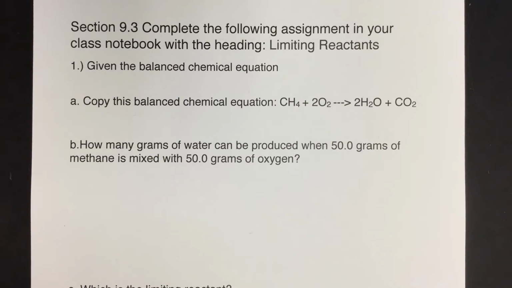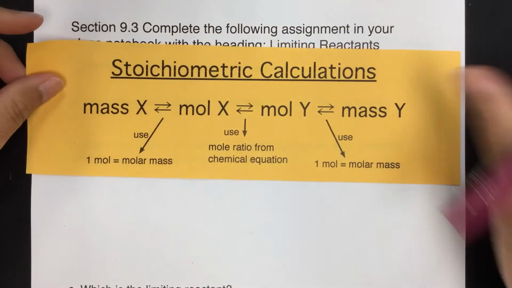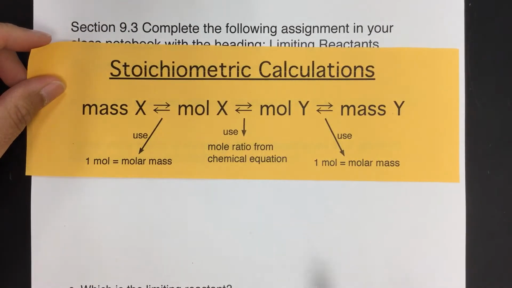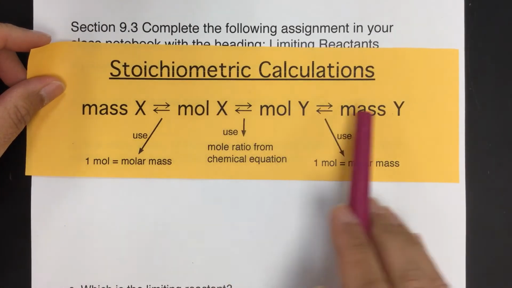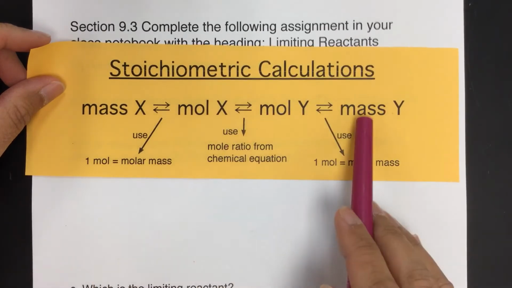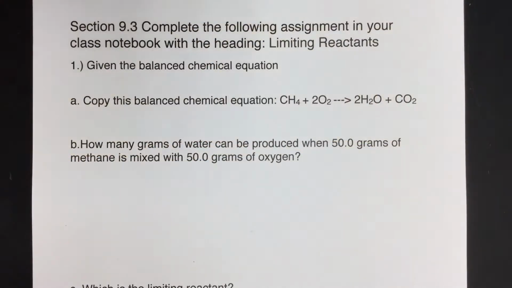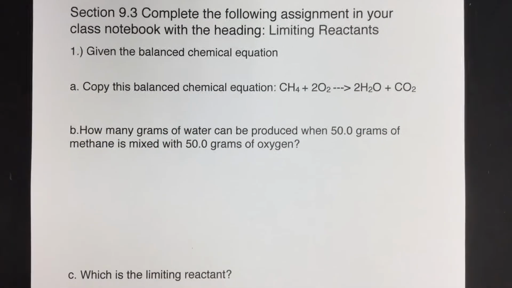Essentially, by the end of this we're going to have done 3 mass-to-mass calculations, which probably by now you know are the lengthiest of the stoichiometric calculations. So we're going to do that 3 times over the course of solving this problem. All right, so let's get into it.